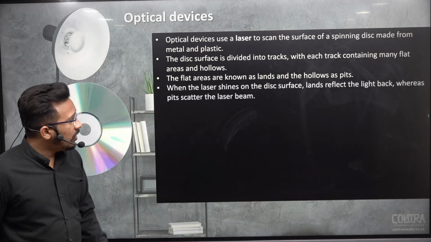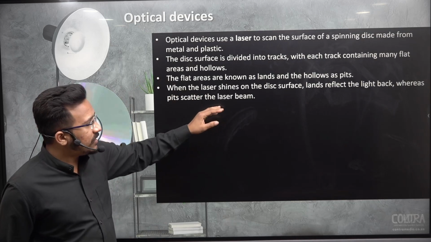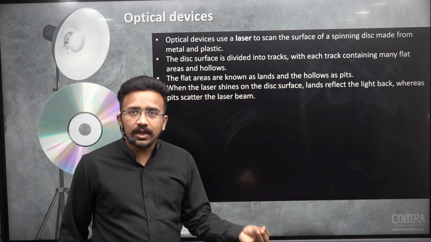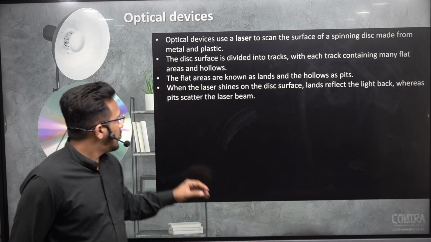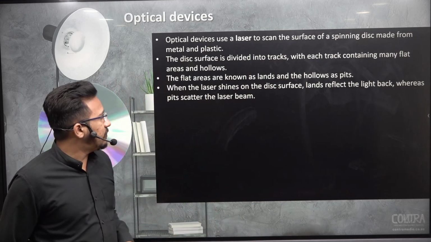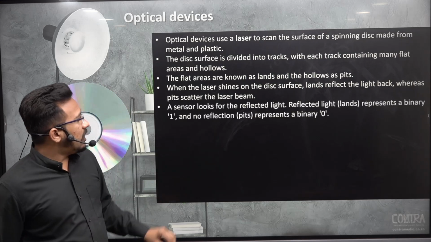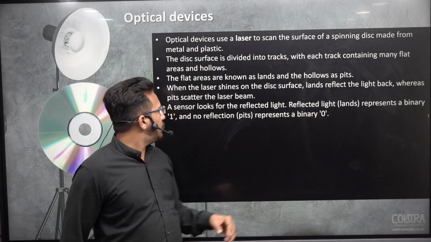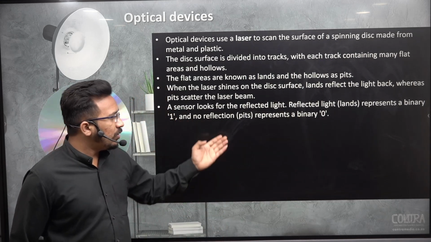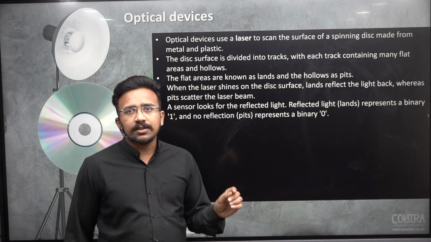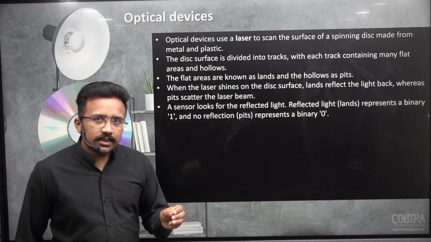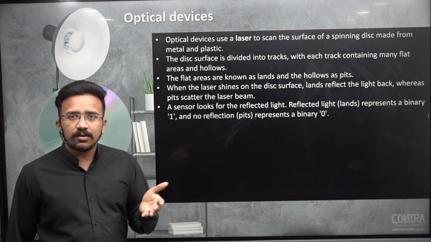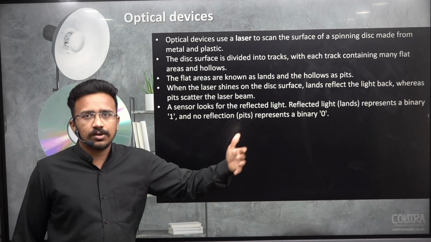When the laser shines on the disk surface, lands reflect the light back, whereas hollows allow the light to pass through the disk. So pits scatter the laser beams. A sensor looks for the reflected light. The reflected light represents a binary value 1, and no reflection, where there is a pit, is represented as 0. So likewise, pits and lands represent the binary values like 0, 1, 1, 0, and so on.